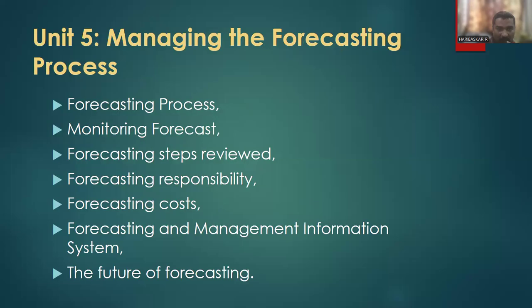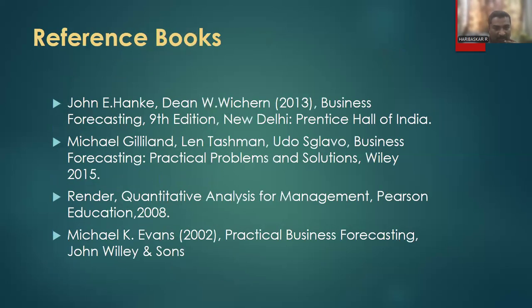In unit 5, we are going to learn about managing the forecasting process. It is theoretical in nature. We are going to learn about the forecasting process, monitoring forecasts, and forecasting steps reviewed. It is about what the forecasting process is and how the manager who is doing forecasting needs to be responsible. And forecasting cost: we are going to learn the different costs involved in making forecasts. We are going to learn about forecasting and management information systems, MIS, and the future prospects of forecasting. So these are the things we are going to learn from this particular subject.